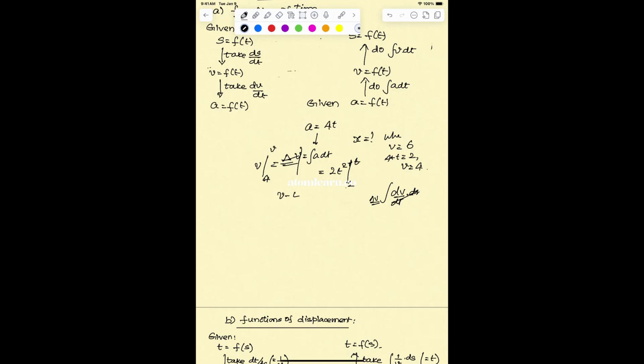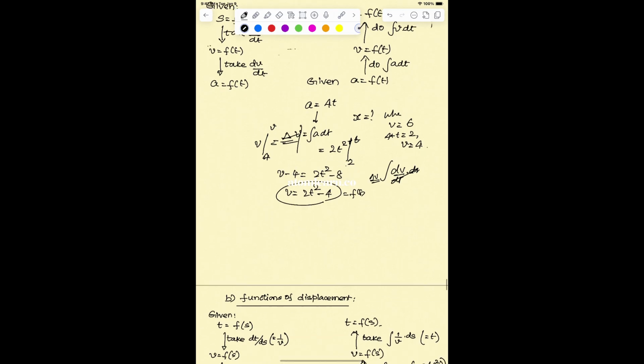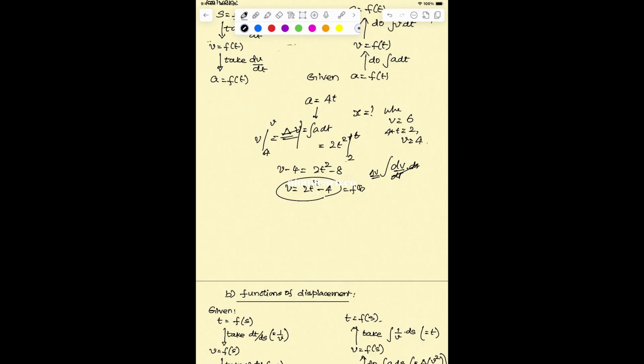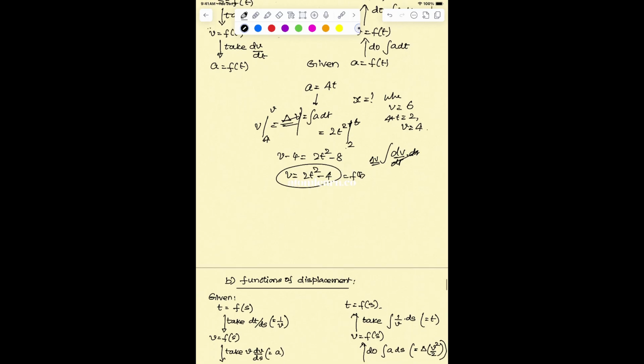That means v minus 4 equals 2t squared minus, now you put 2 here, it is 8. Therefore, velocity is given by 2t squared minus 4 as a function of time. Velocity as a function of time is 2t squared minus 4. Understood how it is done? Not necessarily only t equal to 0 they must give. They can give you any one particular value so that you can put the condition and then arrive at the expression of velocity as a function of time. Did you follow this? Okay, fine.